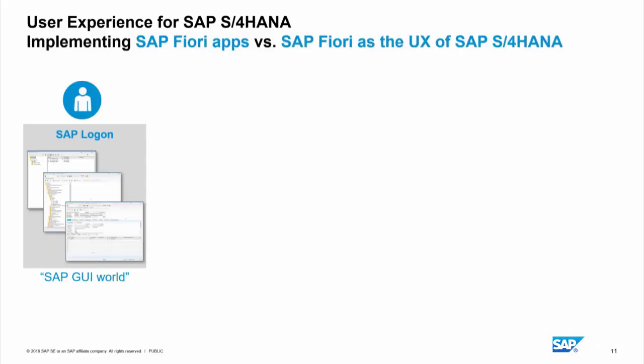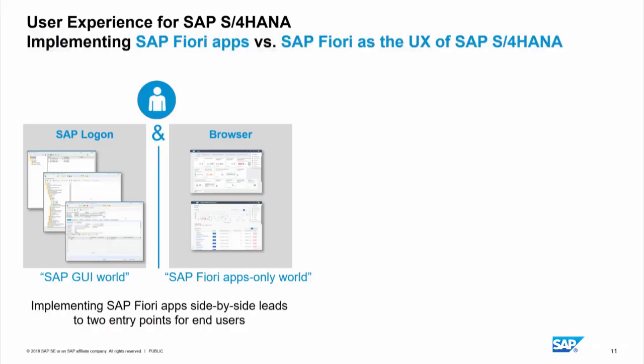And now what does it mean for implementation? If you start to implement Fiori besides the GUI world, so for example, you did a technical upgrade, your users still are working in the GUI world, and then you start to think of, okay, now I select some Fiori apps and implement those Fiori apps here on the right side. This browser-based access is a Fiori-only world. What does it mean then?